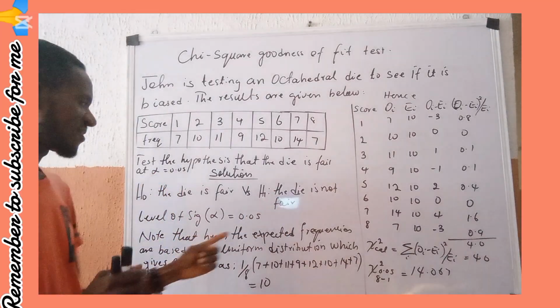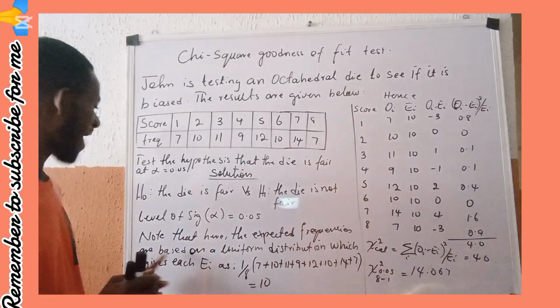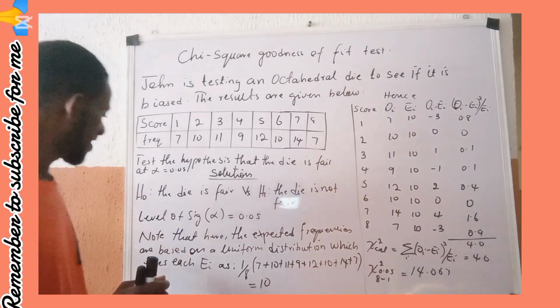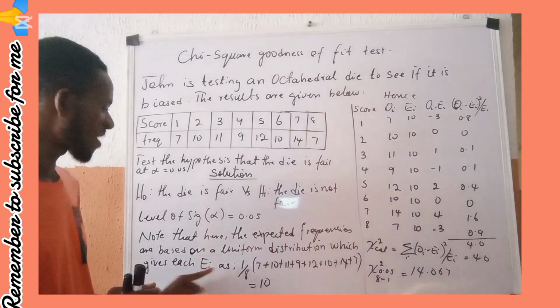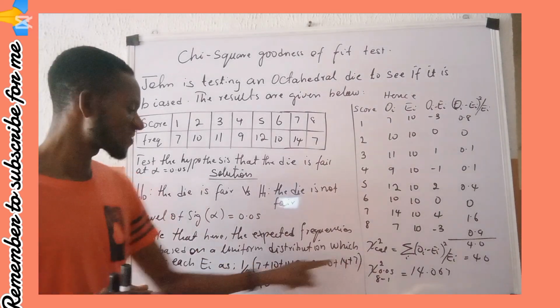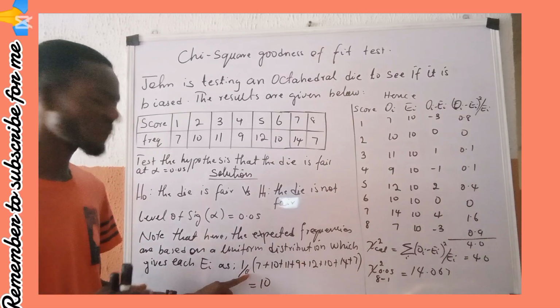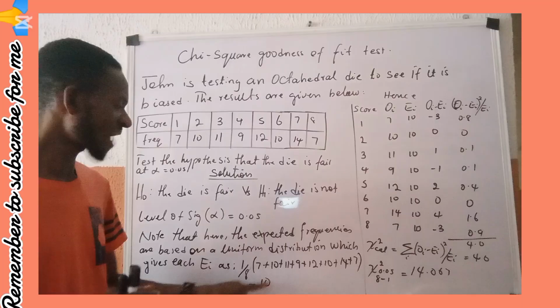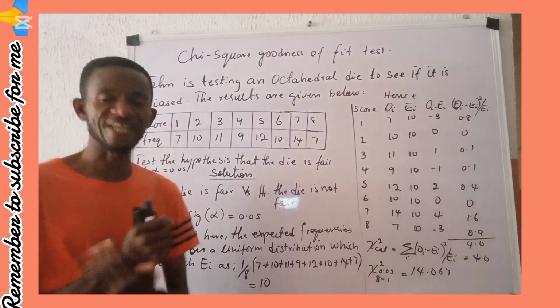Note that here, the expected frequencies are based on a uniform distribution, which gives each expected frequency as the sum of all these observed frequencies divided by the number of classes. There are 8 classes here. So that gave this to be 10.